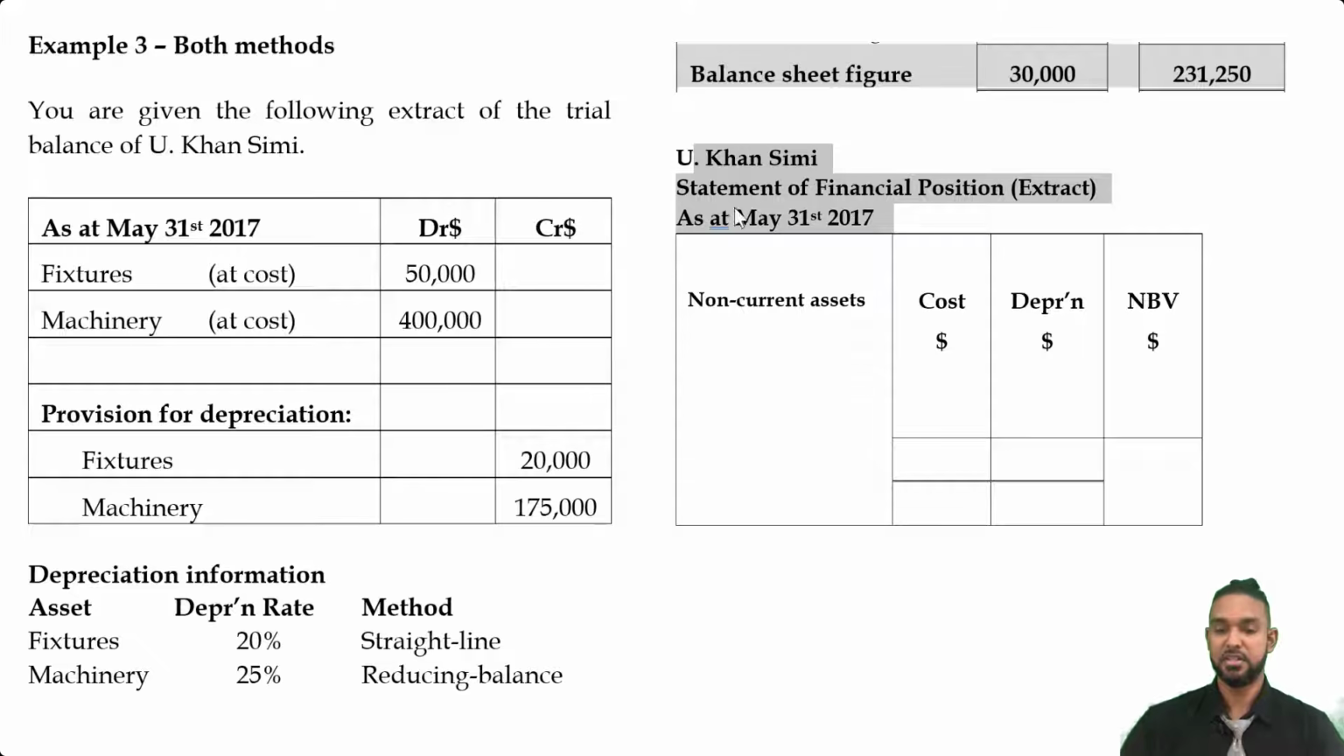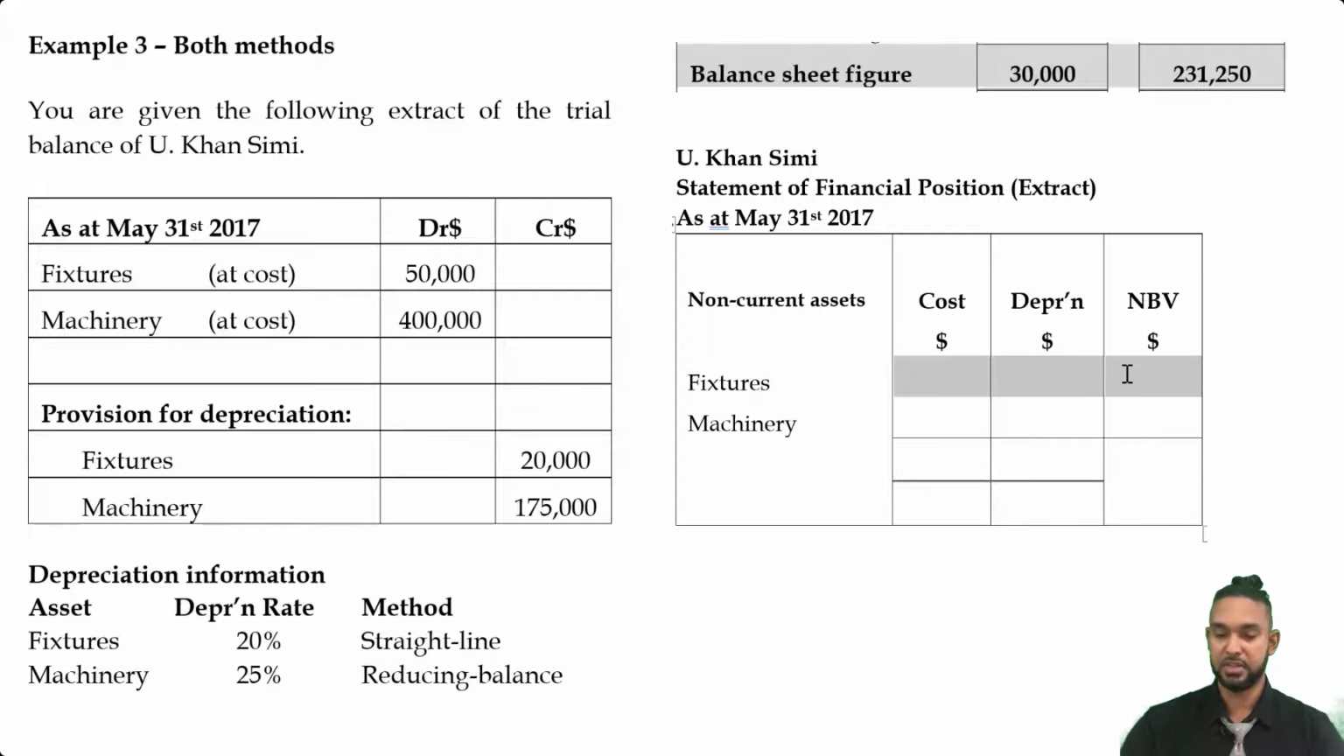You can see the statement of financial position extract as at the appropriate date, and the headings are already populated there. Good. We have our two assets, fixtures and machinery. For fixtures, we need the cost of the asset, which is 50,000, minus the depreciation figure for the balance sheet, which is 30,000. That gives us the net book value, which is 20,000.